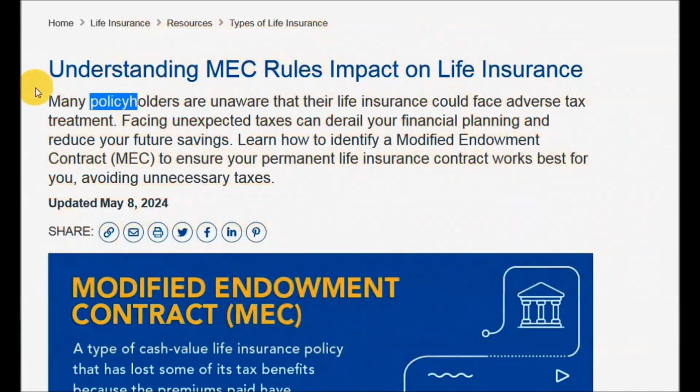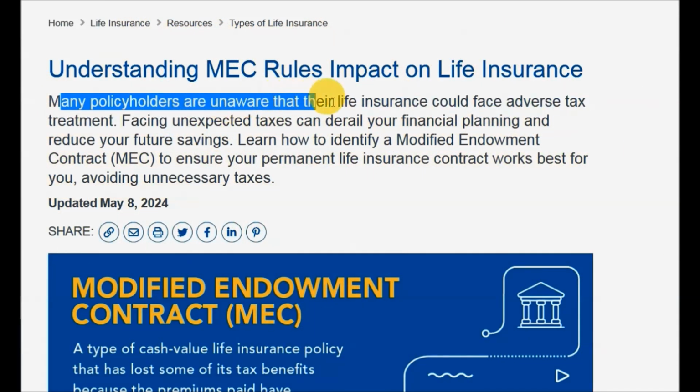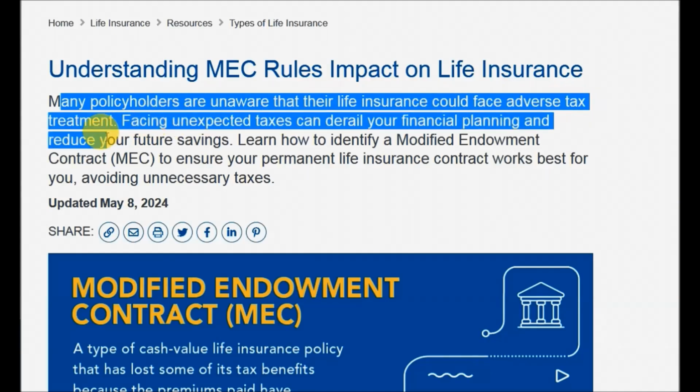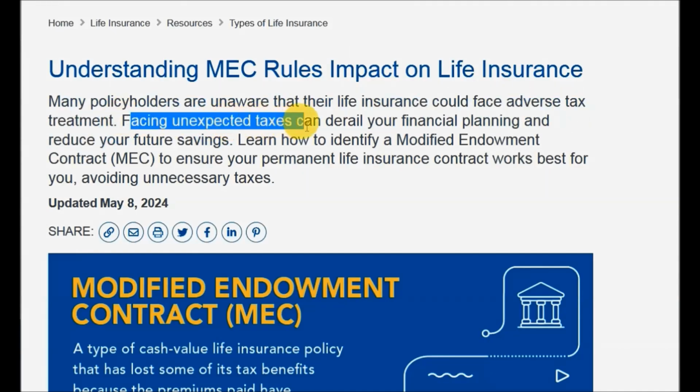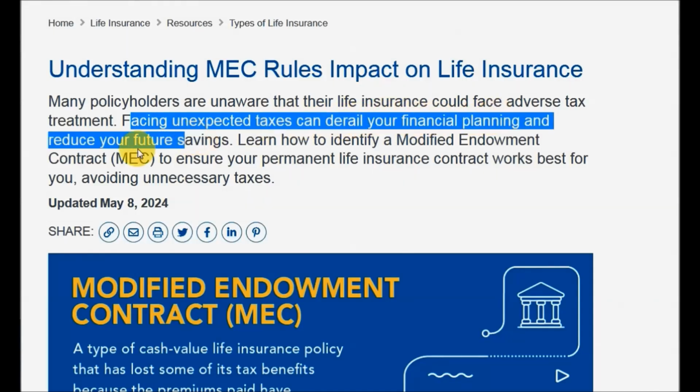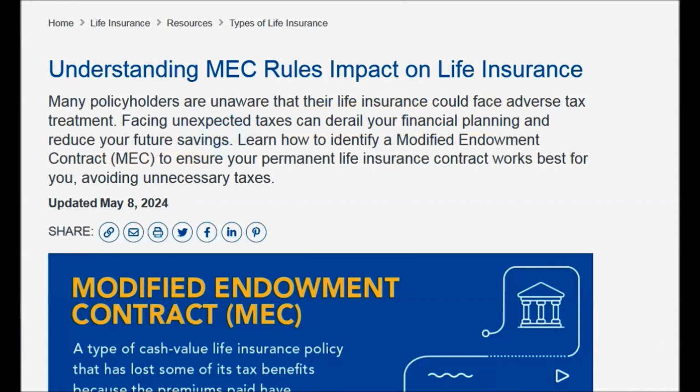Many policyholders are unaware that their life insurance could face adverse tax treatment. Facing unexpected taxes can derail your financial planning and reduce your future savings. This is just the normal way they're speaking of here. So surely if it has such an effect in the normal way, know without the slightest doubt that when you step into the advanced realm of the world of express trust, with you being the holder and beneficiary, and you having a deposit account as required by certain articles of the Uniform Commercial Code in North America, even more so this applies. And you really have to be scrupulous in looking at these details.